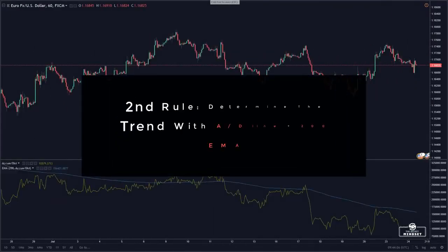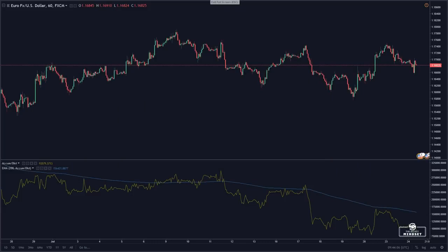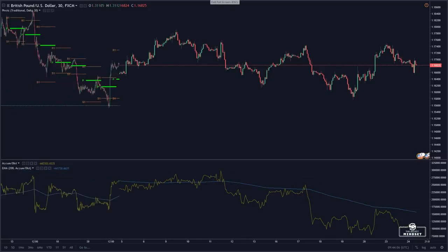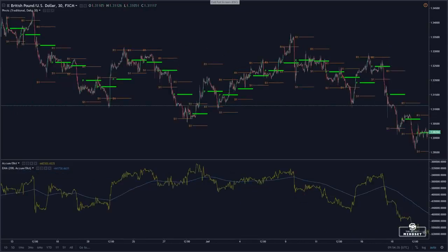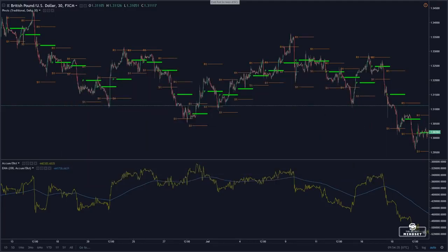Here comes the second rule of this strategy. We establish the main trend with the crossover of the 80 line and the 200 exponential moving average. We added a moving average on the indicator in order to eliminate the noise offered by the 80 line. You can test other moving averages, but from my experience, a longer term moving average added on the 80 line will work better than a short term moving average.